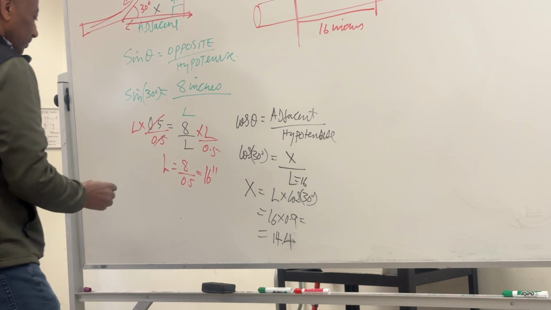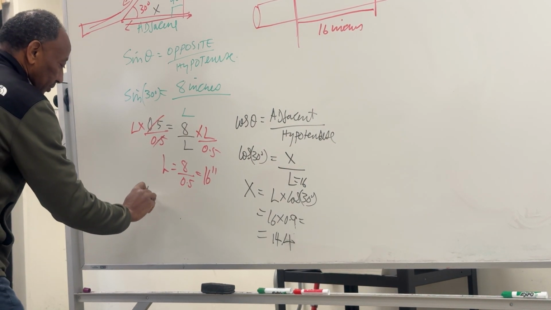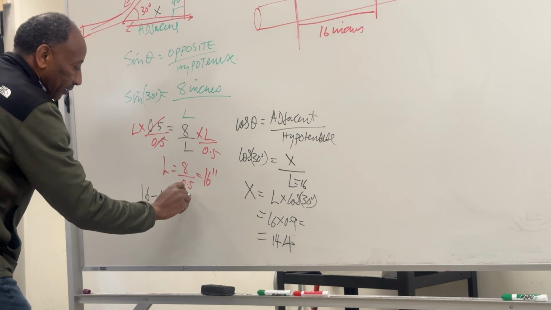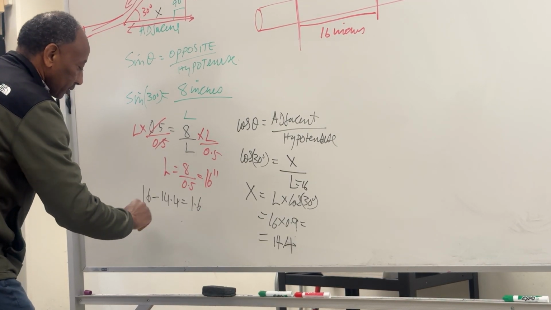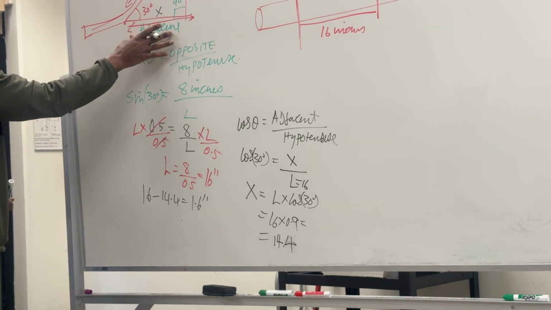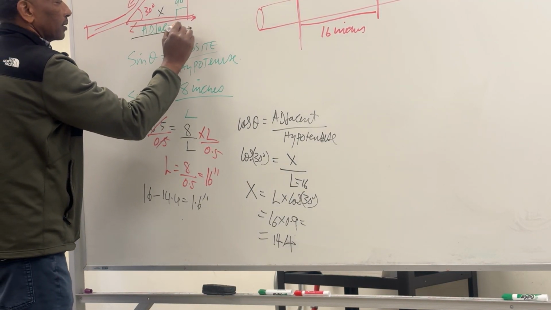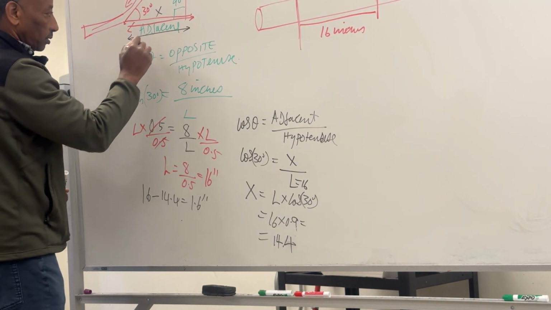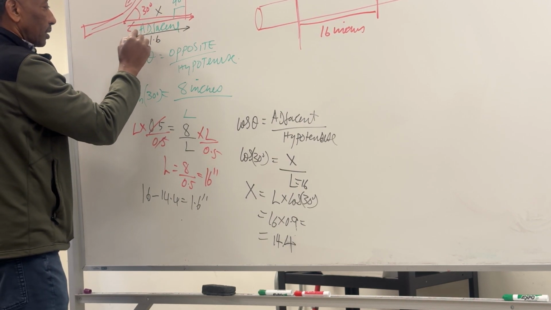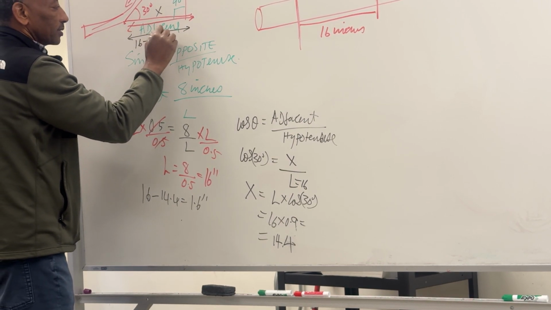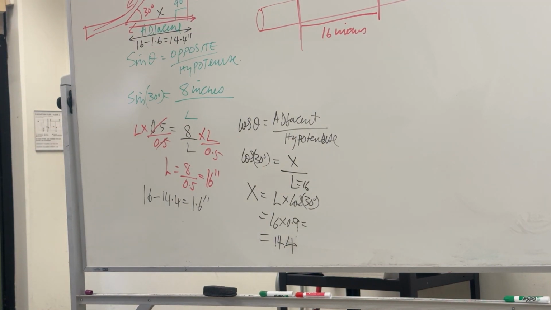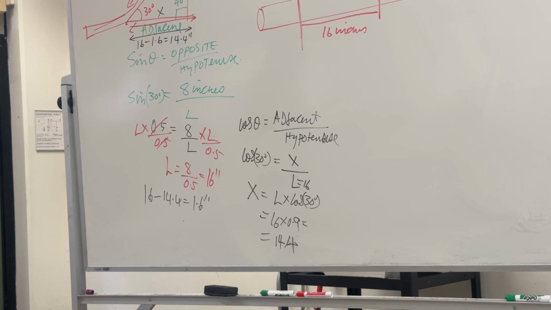So you have to subtract from 16. So this is going to shrink by 1.6 inches. So this is not going to be 16. This is going to be 1.6 less. So basically this is going to be 16 minus 1.6, so it's going to be 14.4 inches. That's the shrinkage you get instead of being 16.